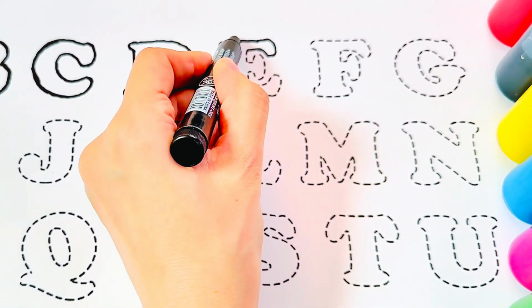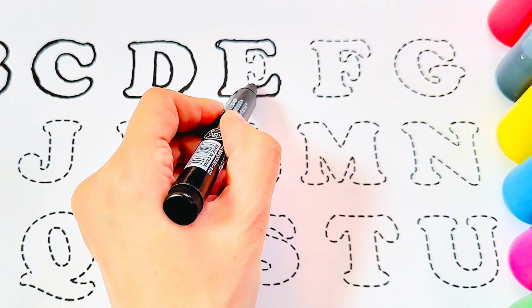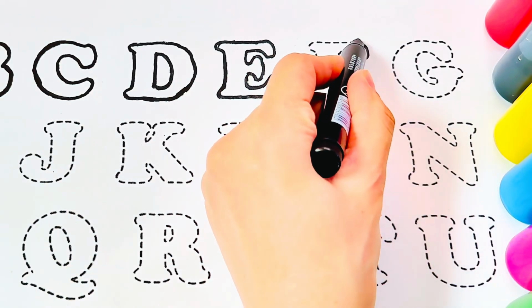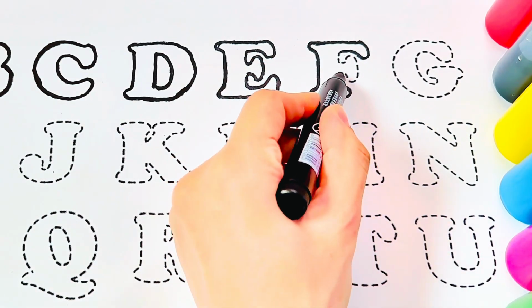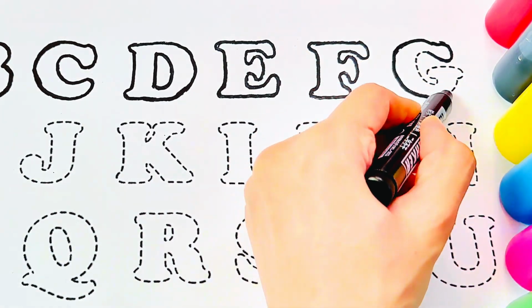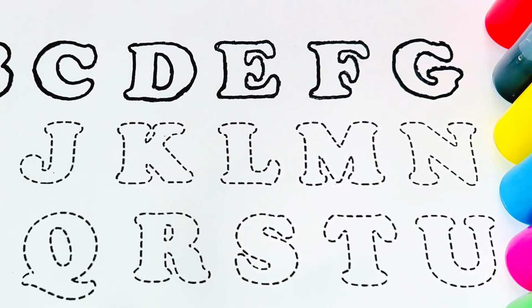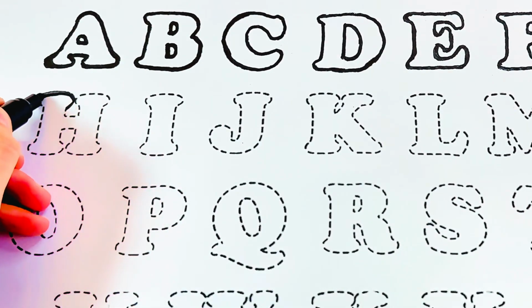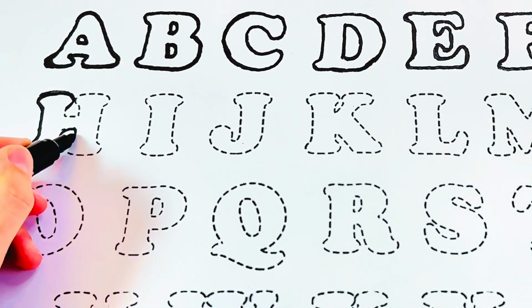E is for elephant. Elephant. F is for friend. Friend. G is for grass. Grass. H is for horse. Horse.